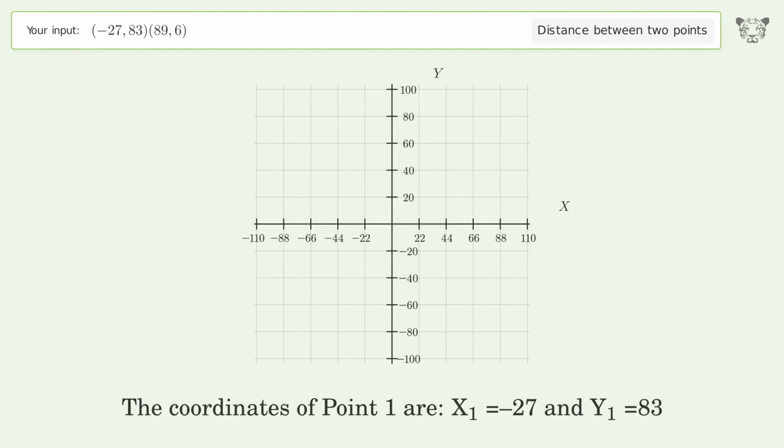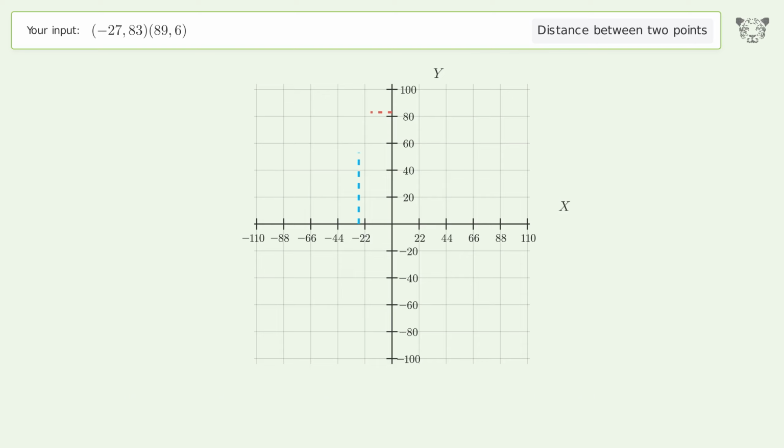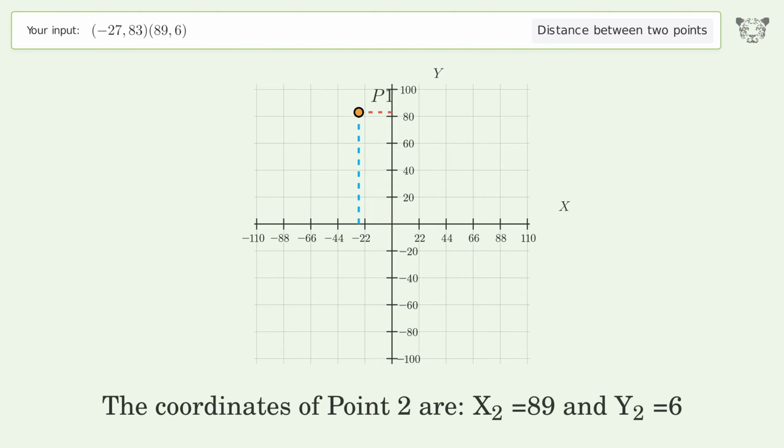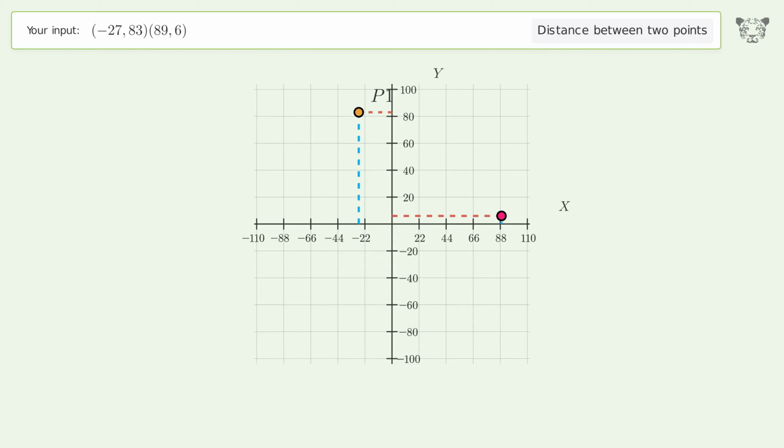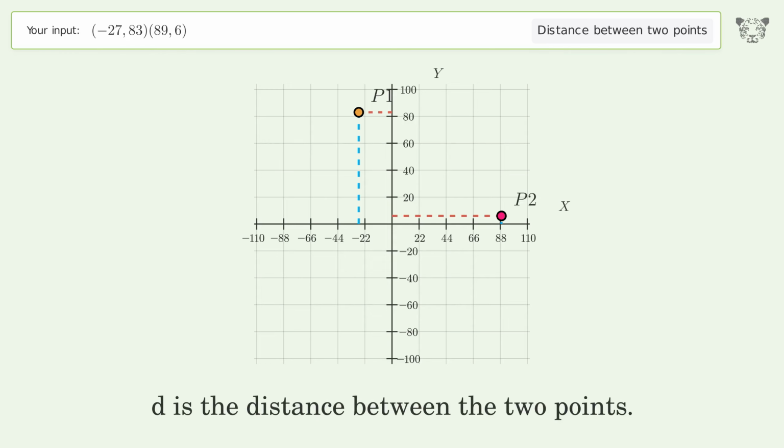The coordinates of point 1 are, x1 equals -27 and y1 equals 83. The coordinates of point 2 are, x2 equals 89 and y2 equals 6. D is the distance between the 2 points.